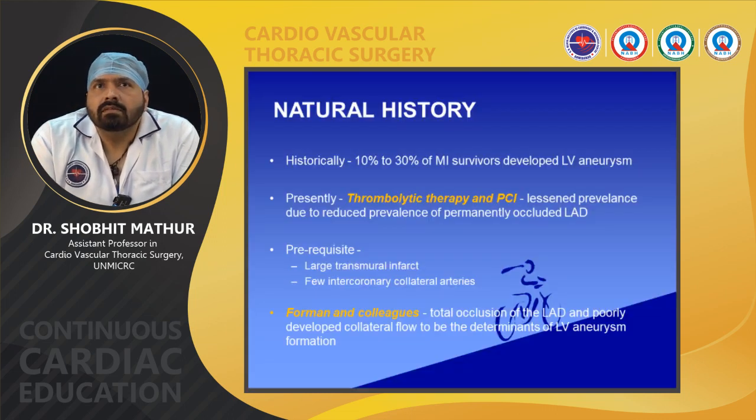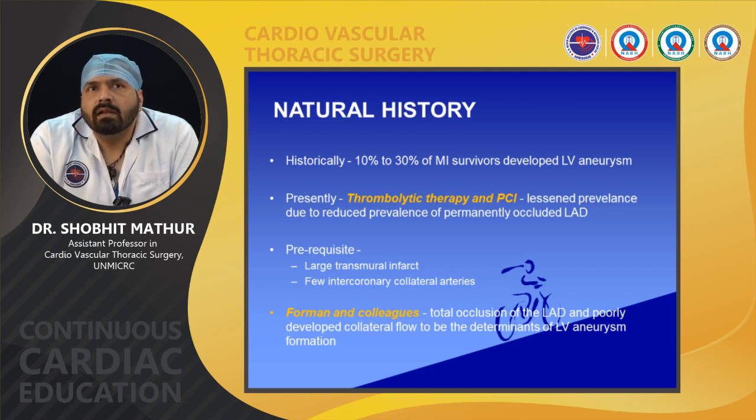Historically, 10 to 30% of MI survivors developed LV aneurysm. The incidence has decreased drastically, for the benefit of the human race, because of good thrombolytic therapies and percutaneous coronary interventions that can be done in emergencies. These have decreased the prevalence of a permanently occluded LAD, as most of the aneurysms are seen in the apical region. So if we open up the LAD after an attack of MI, then the chance of aneurysm decreases.